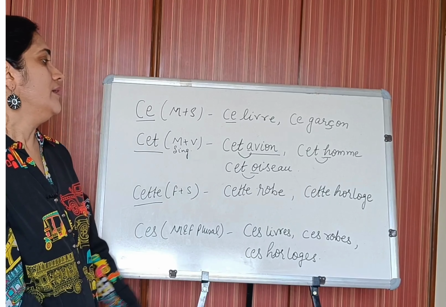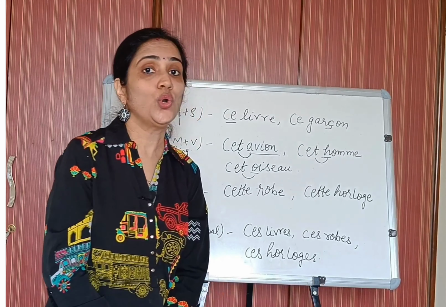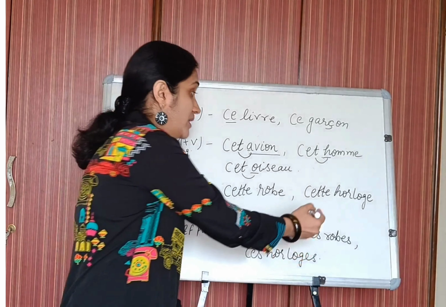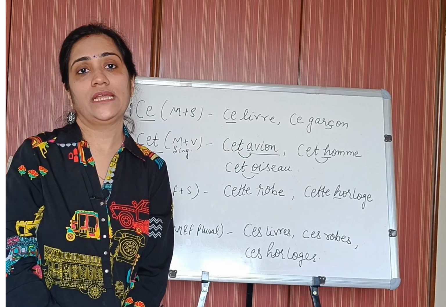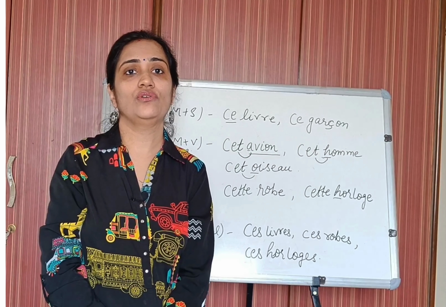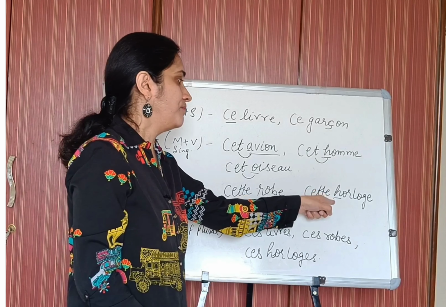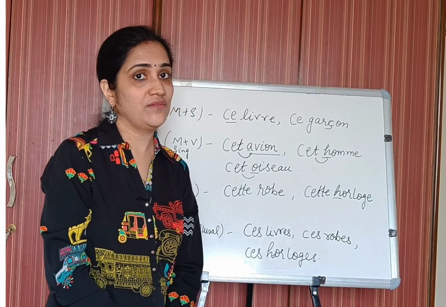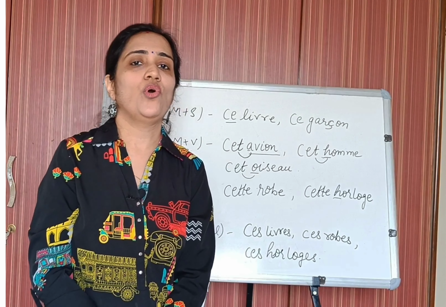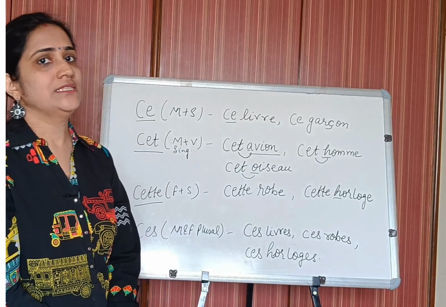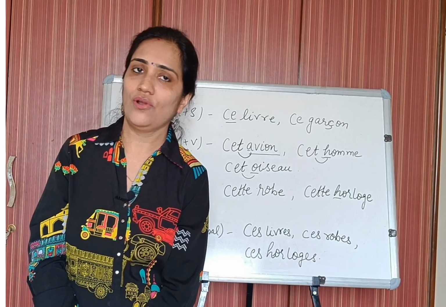Another term is horloge. It is beginning with a vowel. Notice it is beginning with a vowel, but it is feminine in gender. Horloge is a wall clock. So it doesn't matter that it is beginning with a vowel, it is feminine. Then you have to use cette horloge. Cette horloge, this or that wall clock.